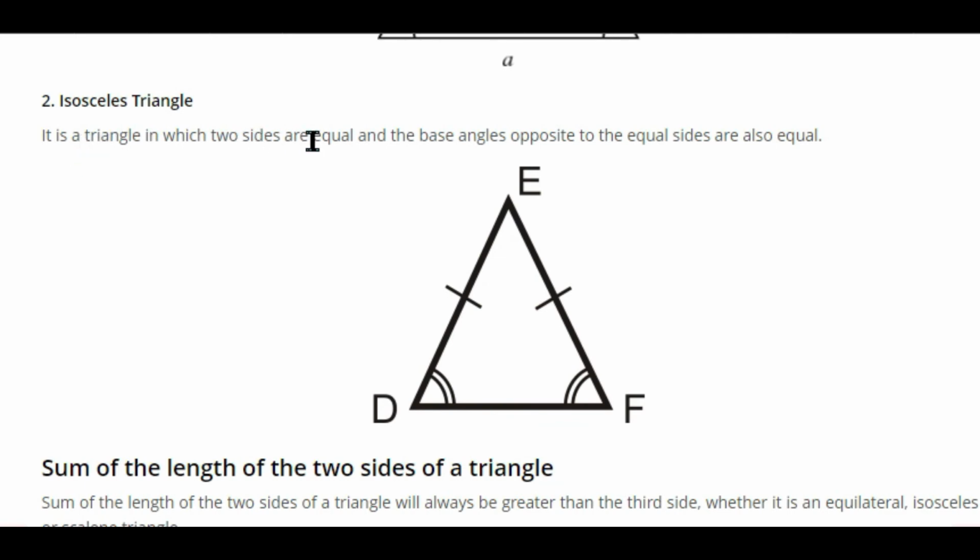It's a triangle in which two sides are equal and the base angles opposite to the equal sides are also equal. Okay, that is the definition which you have to learn.